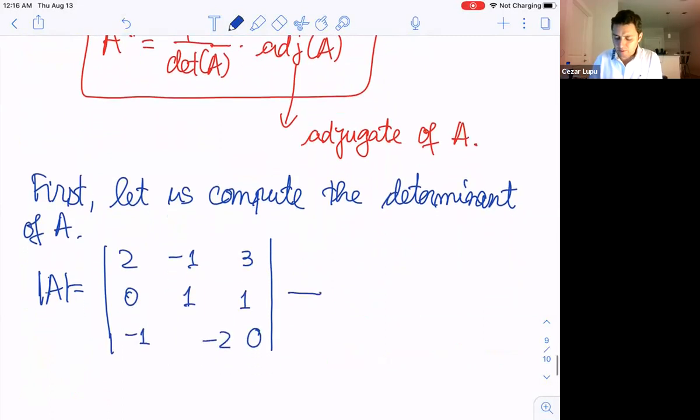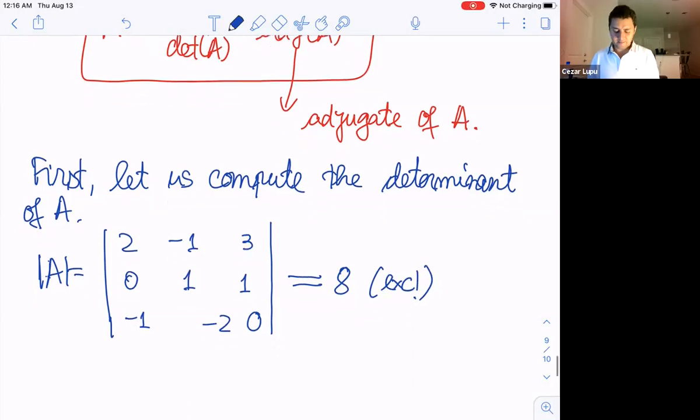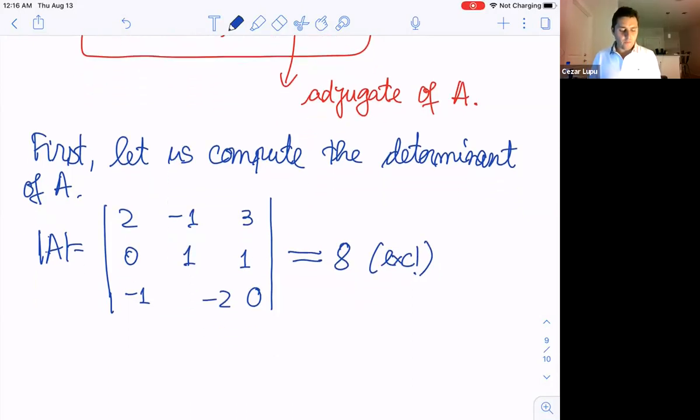Anyway, I'll leave it to you as an exercise. At this point, based on the previous solution, I already know what the value of this determinant is, in fact, 8. And I'll leave it to you to actually see that. Okay, now we want to compute the adjugate of a matrix.